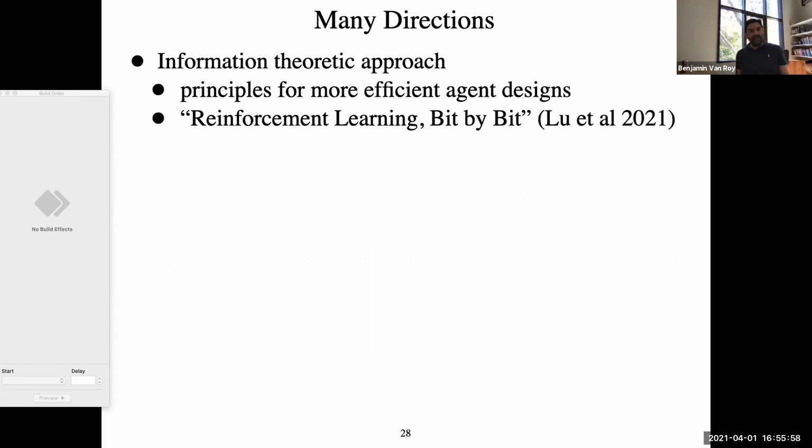One that I'm particularly excited about these days is thinking in information theoretic terms. And we recently archived this paper called Reinforcement Learning Bit by Bit, which thinks about concepts of the sort we talked about today, but also much more general concepts through the lens of information theory, right? And I think there's a lot of potential there to do deep and insightful and practically relevant work.